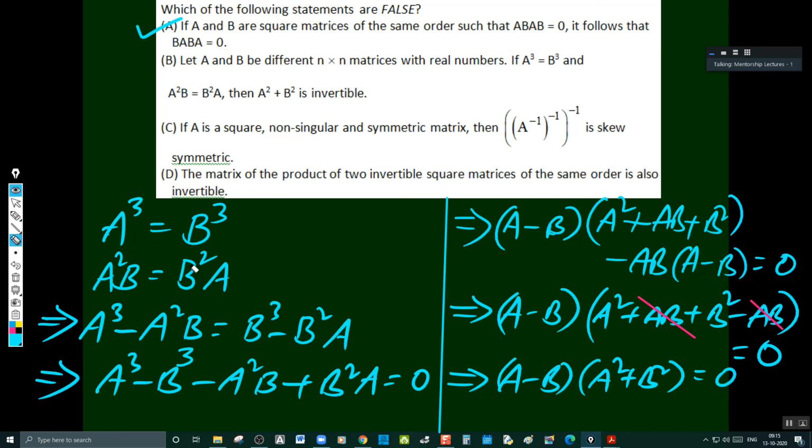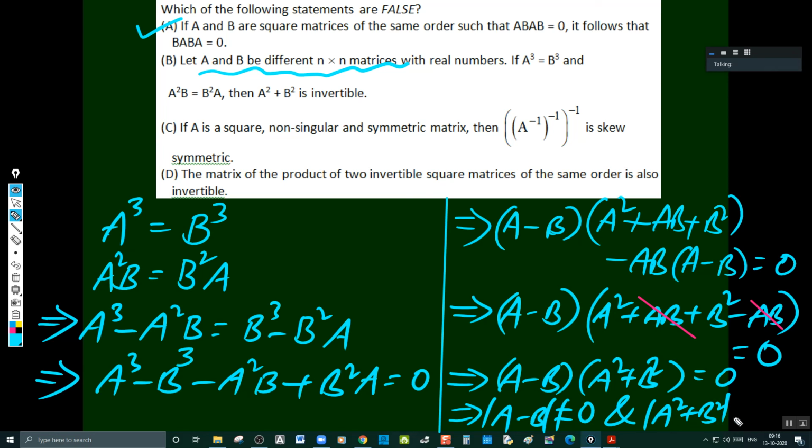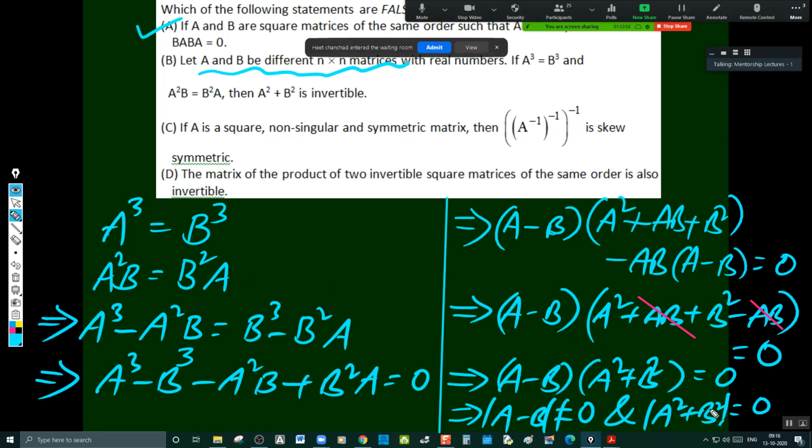Here A and B are different n by n matrices. A is not equal to B. So det of A minus B is not equal to 0. We will take that here. And hence det of A square plus B square must be 0, because it is given to be 0 here. Det of A minus B is not equal to 0 because they are different matrices, so you will have det of A square plus B square equal to 0.